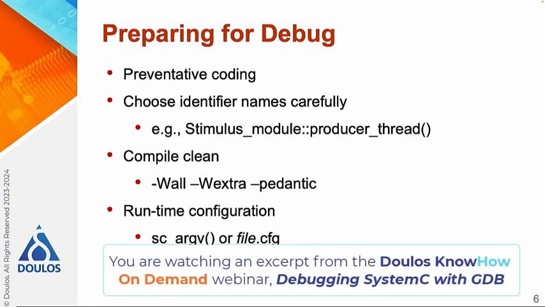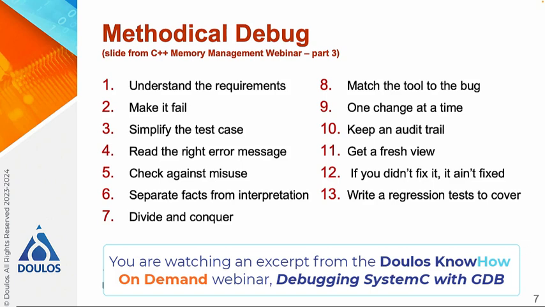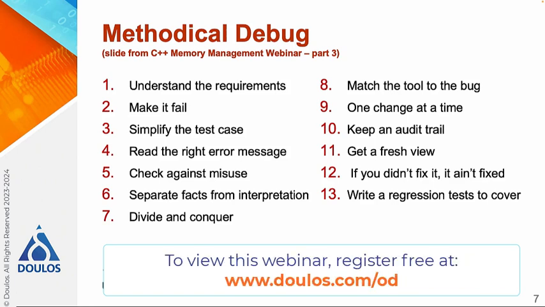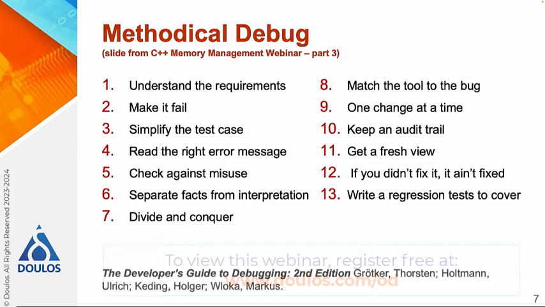Another thing is to be methodical. So if you're going to be debugging something, there are 13 steps. I've talked about this in previous lectures. This one's from the C++ Memory Management webinar, part 3. Some time back, go back and review it. There are 13 steps that if you follow them rigorously, I promise you it'll help you to solve your problems, find the solution to your bugs faster than if you just go at it kind of randomly.